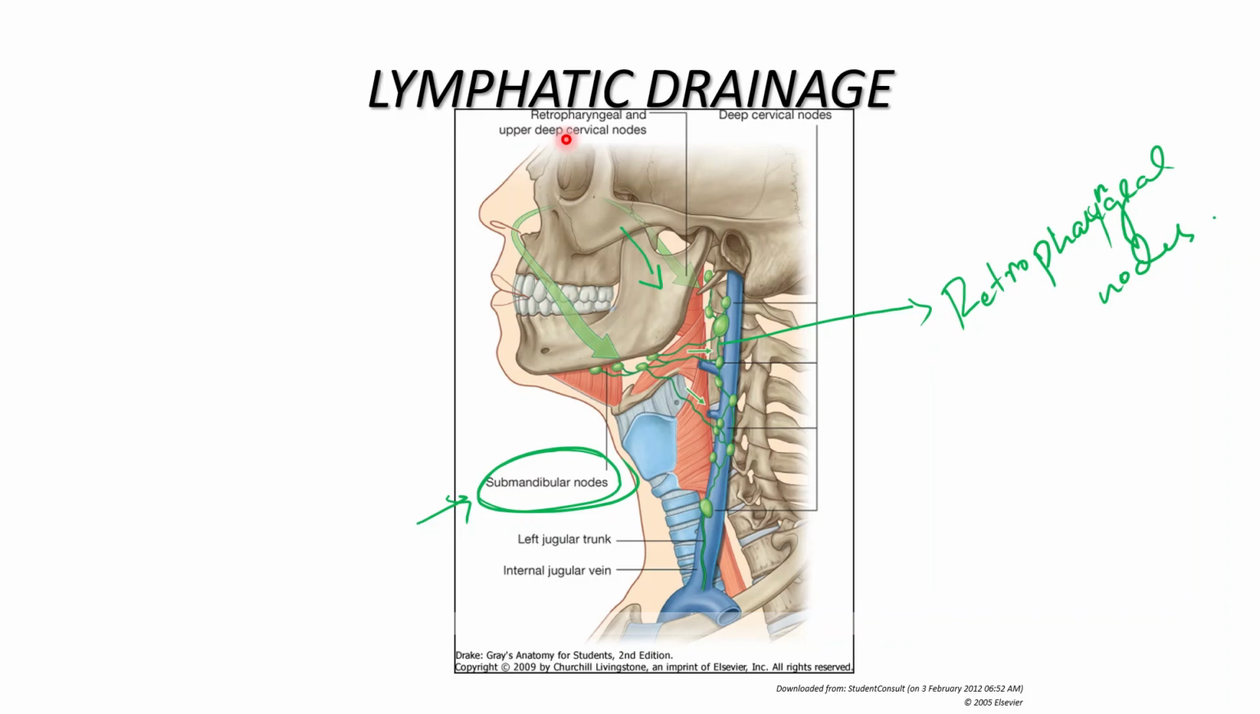So in this video we have studied the formation of the nasal septum, the bones and the cartilages taking part, the blood supply, the nerve supply, the lymphatic drainage, and the important clinical aspect about epistaxis and Little's area.